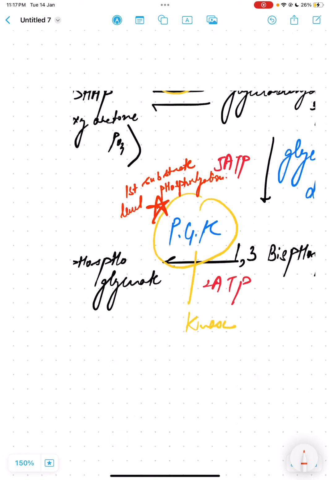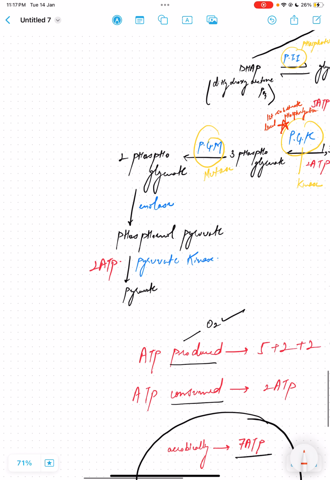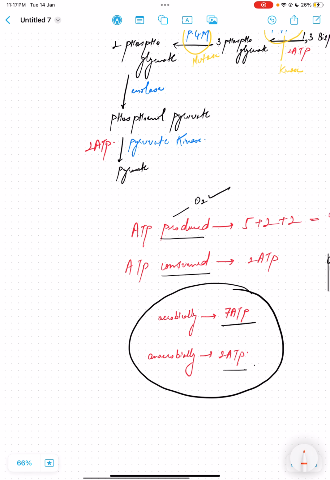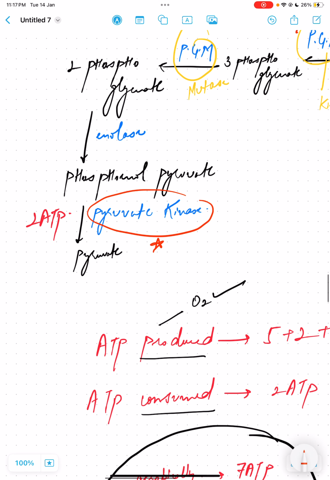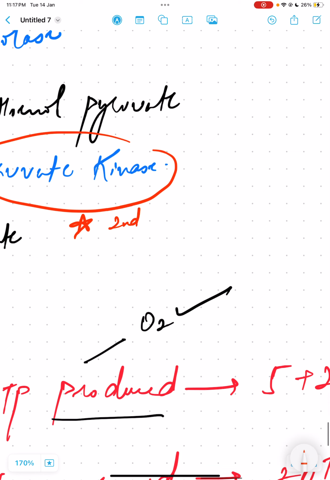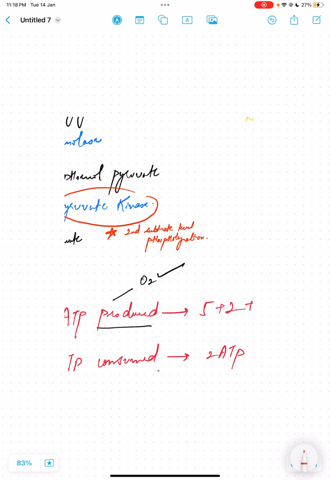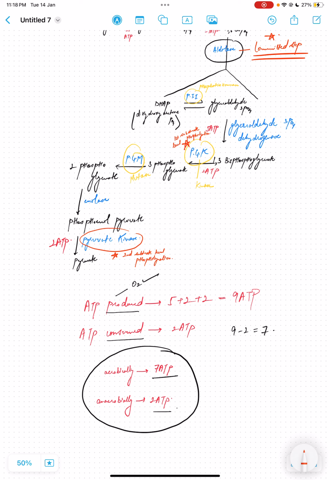The second substrate level phosphorylation will occur when phosphoenol pyruvate is converted to pyruvate. This is the second substrate level phosphorylation. So you should remember which enzyme is involved in the committed step, that is aldolase, and which 2 enzymes are involved in substrate level phosphorylation. First it is phosphoglycerate kinase, and then it is pyruvate kinase.